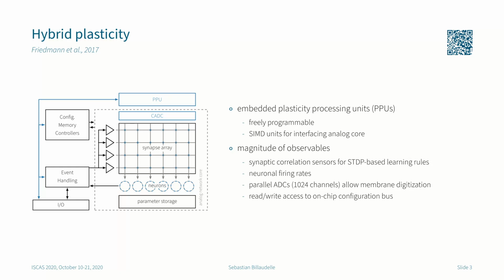Plasticity programs can further incorporate the neuronal firing rates and even the neuron's membrane potentials. To digitize such analog observables in an efficient manner, parallel ADCs with a total of 1024 channels are tightly coupled to the plasticity processor's vector units. The PPU has also access to the on-chip configuration bus to read and reconfigure almost all subsystems of the ASIC.